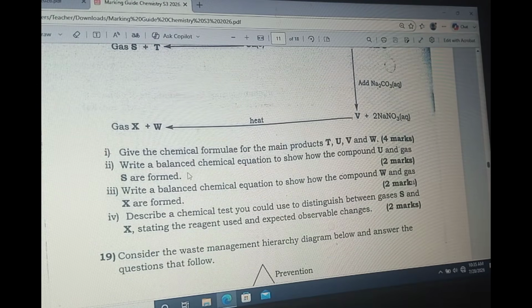(ii) Write a balanced chemical equation to show how the compound U and gas S are formed. (iii) Write a balanced equation to show how W and gas X are formed. (iv) Describe the chemical test you could use to distinguish between gas S and X. Gas S is hydrogen, X is carbon dioxide. State the reagent used and the expected observable change.